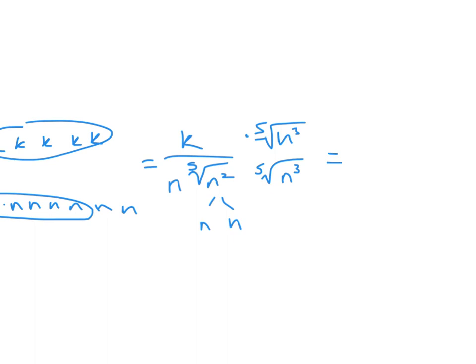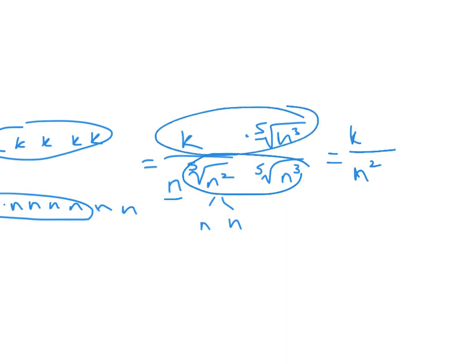So what do we get on the bottom? We already had an n on the outside, and n squared. And then what do we get on the top? We had a k times the 5th root of n cubed. Can we combine these together? No. So it's just k times the 5th root of n cubed.